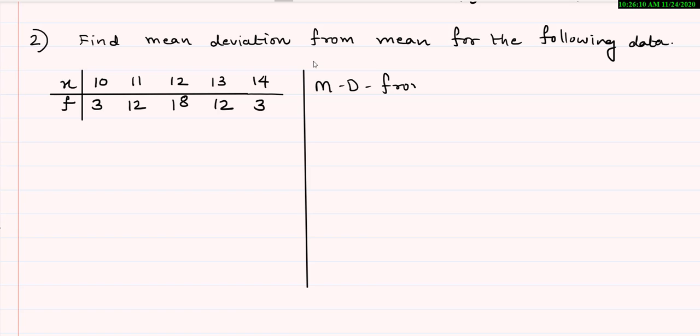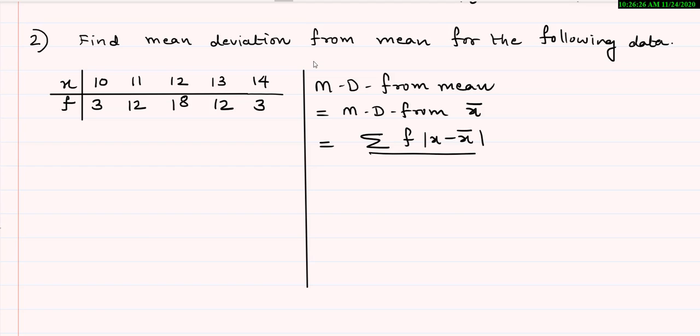Mean deviation from mean, the formula is: the notation is x bar, and the formula is summation of f into mod of x minus x bar, divided by summation of f. This is the formula. But to use the formula, the first thing we have to do is find x bar, and the formula of x bar for grouped data without class interval is summation of fx upon summation of f.